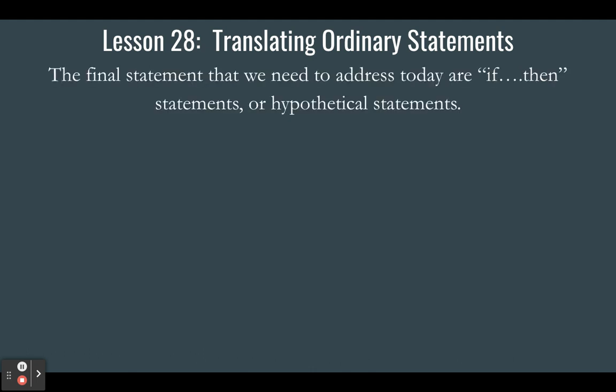So the final statement that we'll address today is an if-then, or what we might call a hypothetical, right? Like, if you get an A on the test, then you'll get ice cream.